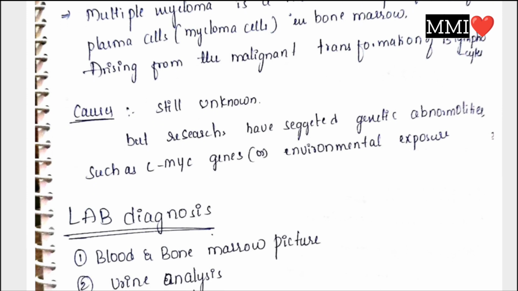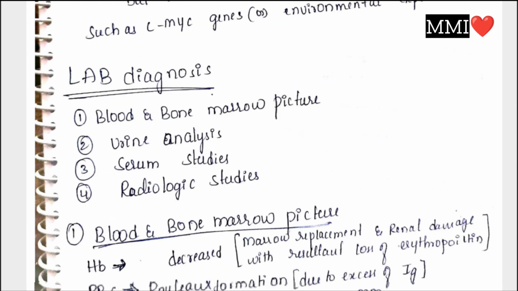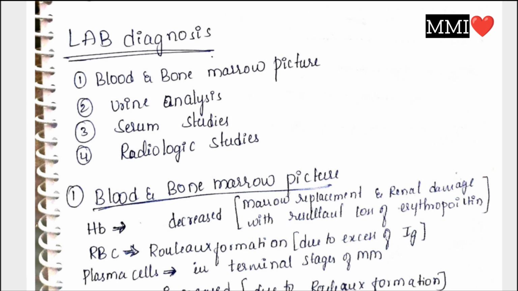The cause is still unknown, but in exams they will give a person who came with radiation exposure. Research has suggested genetic abnormalities such as the CMYC gene, or environmental exposure. Mainly I want to discuss laboratory diagnosis, the most important part. We will describe it under four things: blood and bone marrow picture, urine analysis, serum studies and radiological studies.